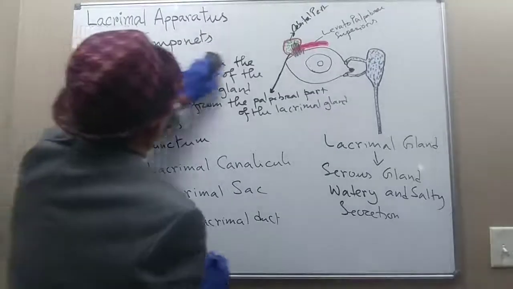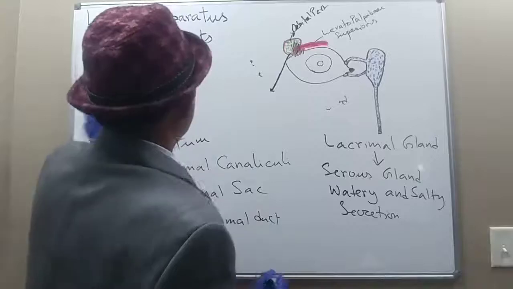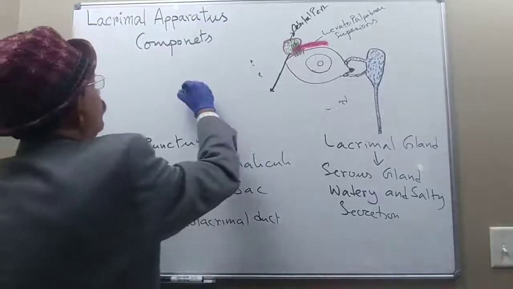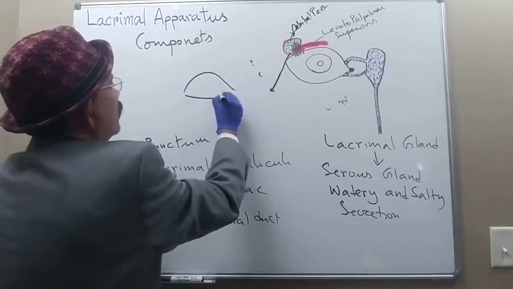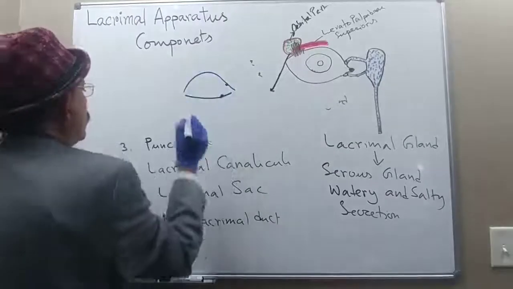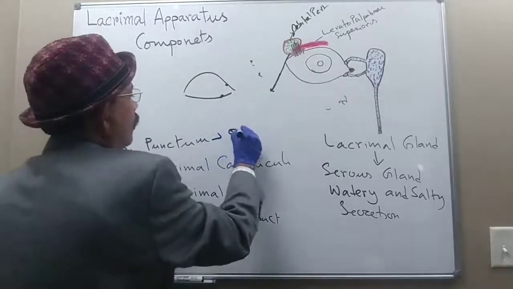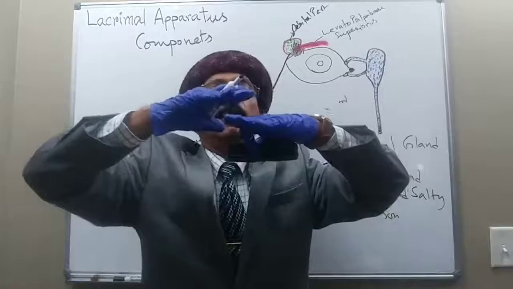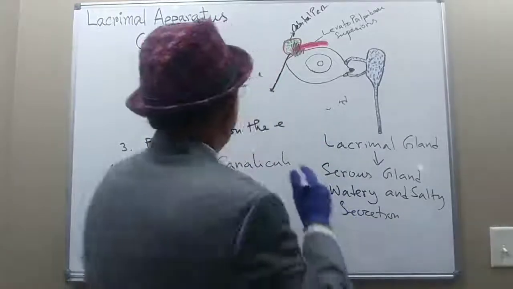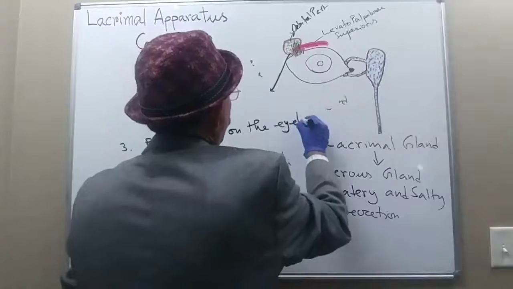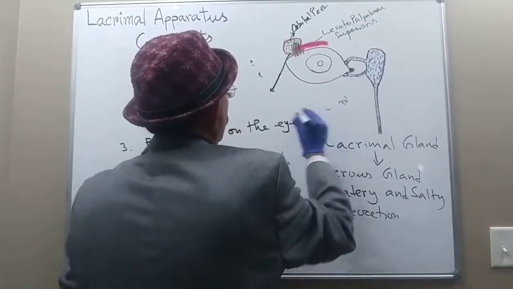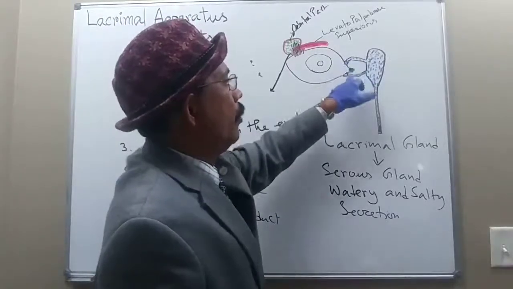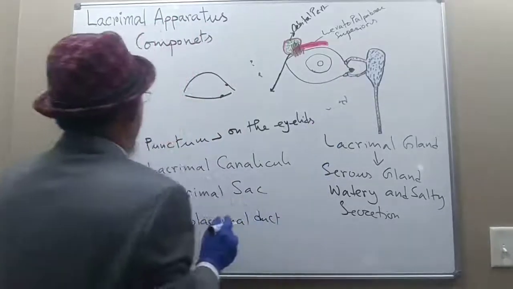Now we'll go to the punctum. Puncta are present on the eyelid, on the medial side, where the two eyelids close together. We have one punctum on the upper eyelid and one punctum on the lower eyelid.